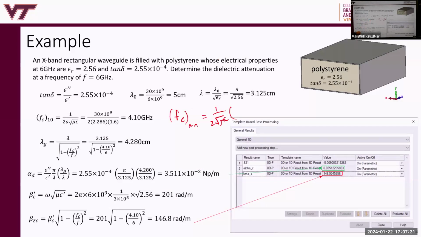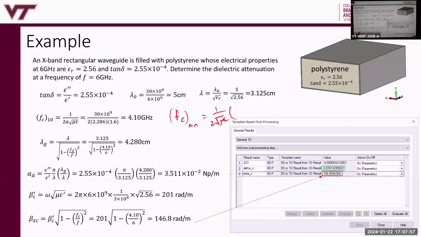It's 4.1 gigahertz in an X-band waveguide, with the dimensions of X-band waveguide, because we filled it with dielectric. The guide wavelength is 4.28 centimeters. We needed lambda g and lambda to calculate alpha d from the formula we just derived. We plug in all the numbers here and get 3.511 times 10 to the minus 2 analytically from the formulas we derived. So then we get beta c as well.